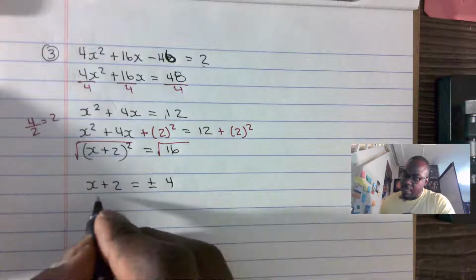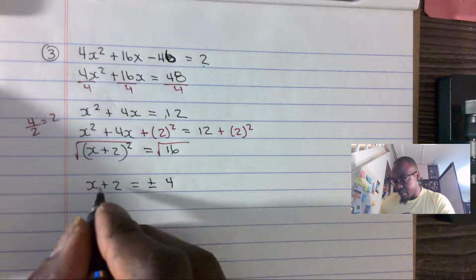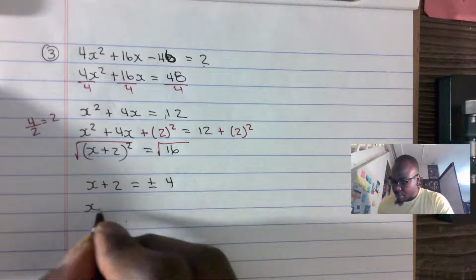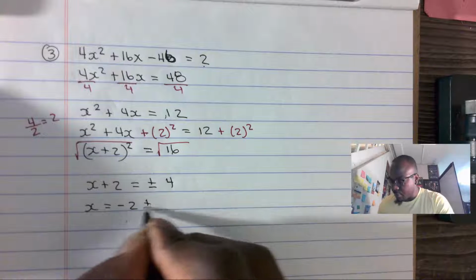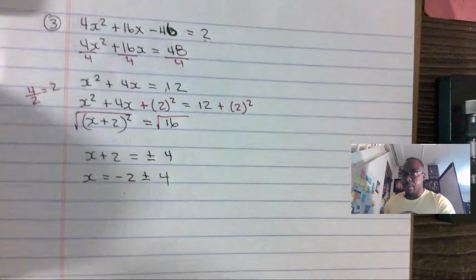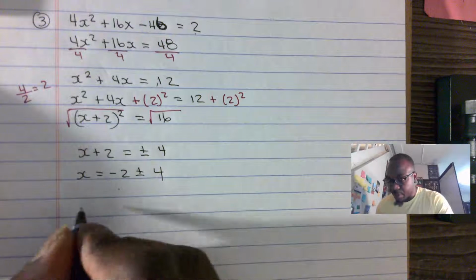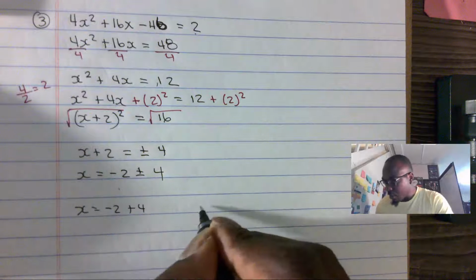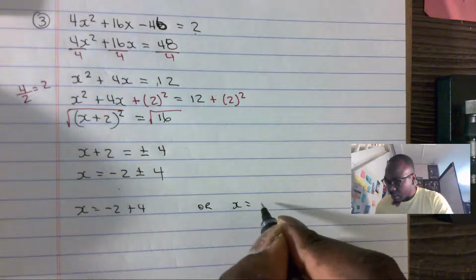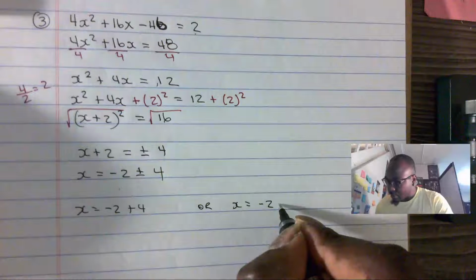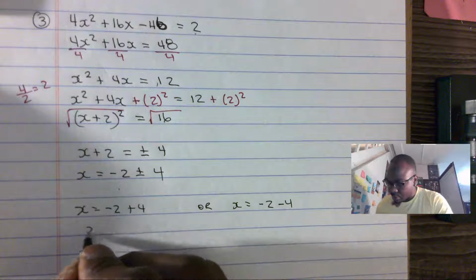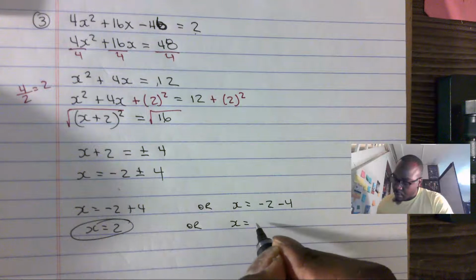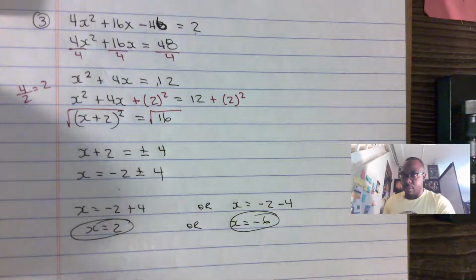So now I'm solving for x, so what do I do? I subtract 2 on both sides here. When I subtract 2 on both sides, I'm left with x is equal to negative 2 plus or minus 4. So we got two options. X is equal to negative 2 plus 4, or x is equal to negative 2 minus 4. Negative 2 plus 4, x is equal to positive 2, or x is equal to negative 6. Those are my two options.